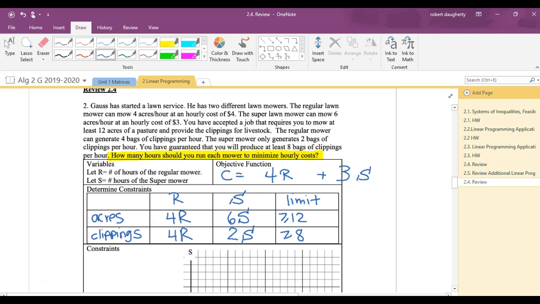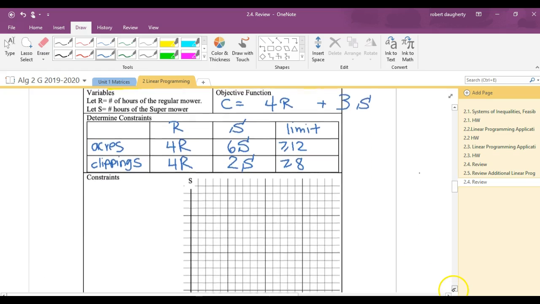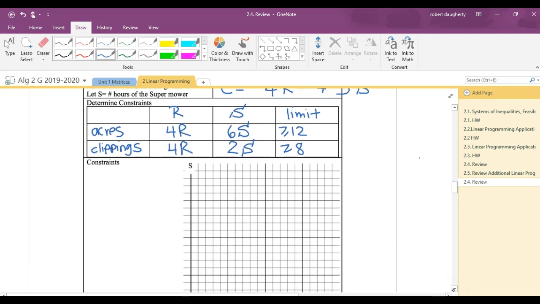And now I'm good to go with this problem. So let's take a look. My constraints are R greater than or equal to 0 and S greater than or equal to 0. Okay, I've got the R and the S axis there. My two lines will be 4R plus 6S greater than or equal to 12, and 4R plus 2S greater than or equal to 8.